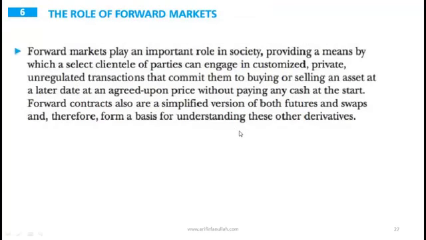And the final point, which is not even a learning objective, is the role of forward markets. I will simply read this and then we will end this segment. Forward markets play an important role in society, providing a means by which a select clientele of parties can engage in customized, private, unregulated transactions that commit them to buying or selling an asset at a later date at an agreed upon price without paying any cash at the start. Forward contracts also are a simplified version of both futures and swaps, and therefore form a basis for understanding these other derivatives, which we will start studying in the next segment.